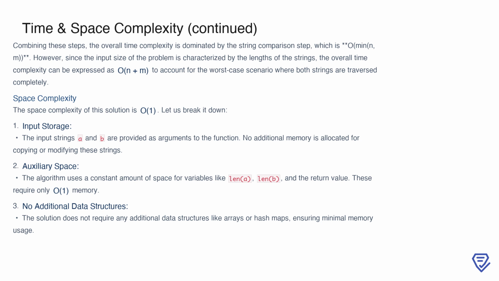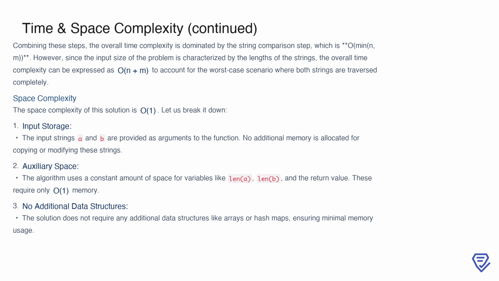When these steps are combined, the time complexity is primarily influenced by the string comparison, which is O(min(n, m)). However, since we are analyzing the worst-case scenario, where both strings are fully traversed, the overall time complexity can be expressed as O(n + m). This ensures we account for the lengths of both strings in the analysis.